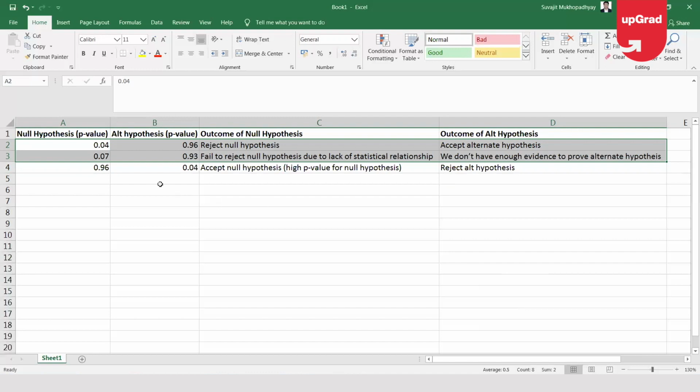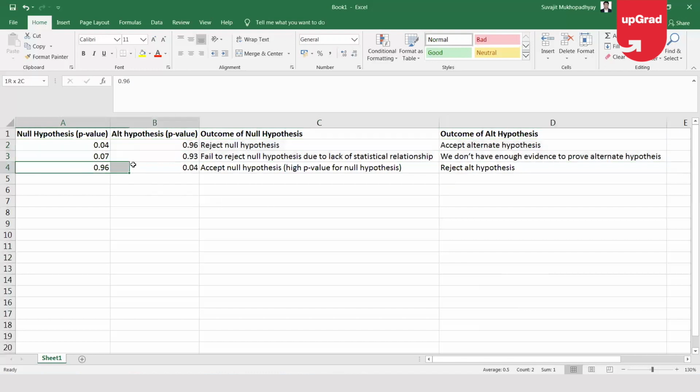Later I'll also tell you how this is possible. I mean, under what scenario you can get a null hypothesis having a very high p-value, right?